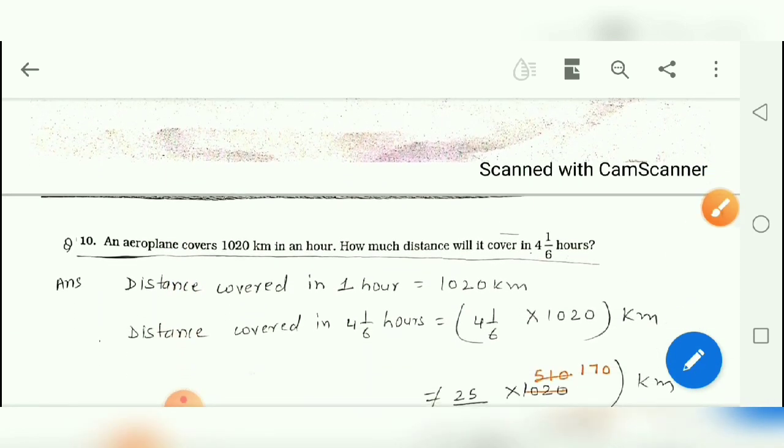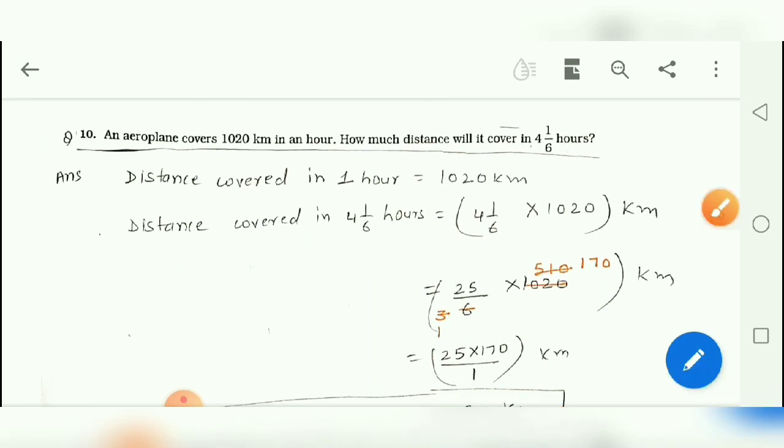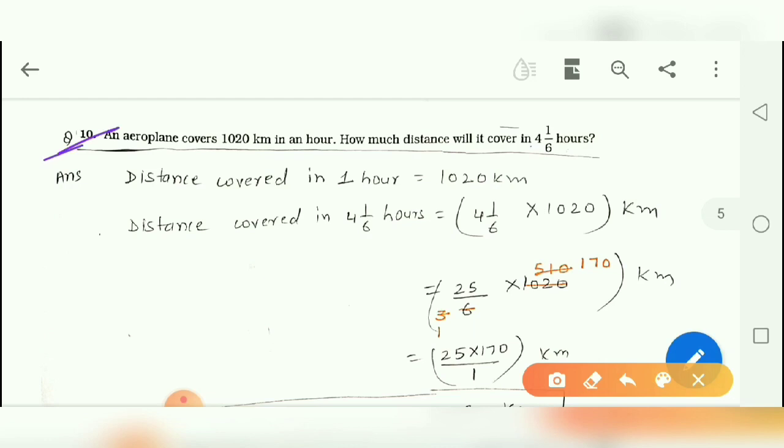Now our next question is question number 10. Here an aeroplane covers 1020 km in an hour. In 1 hour, the aeroplane is covering this much distance. How much distance will it cover in 4 1 by 6 hours?